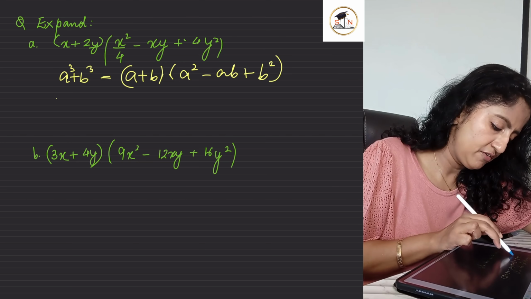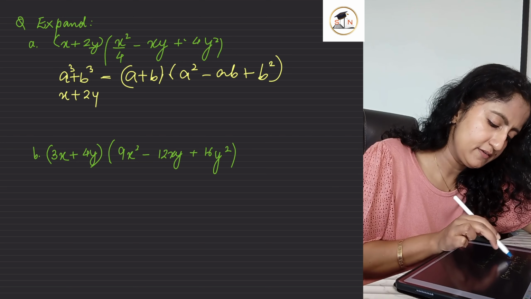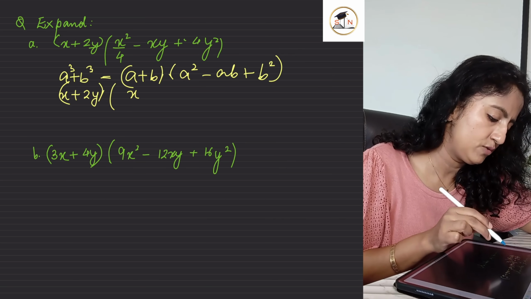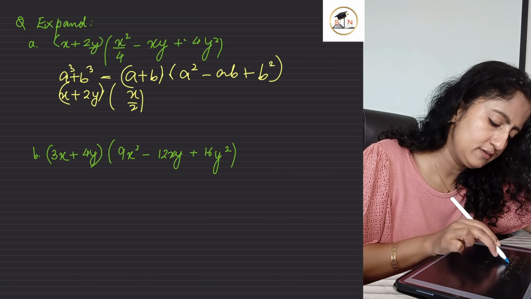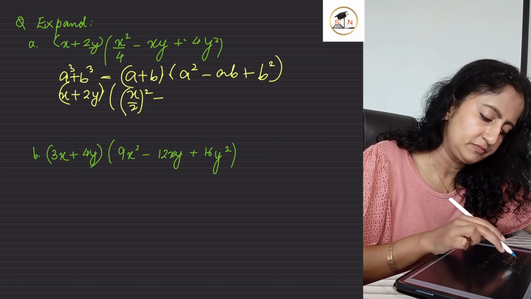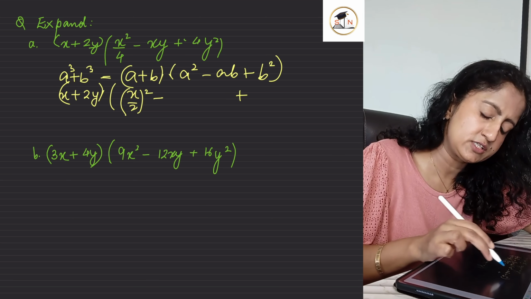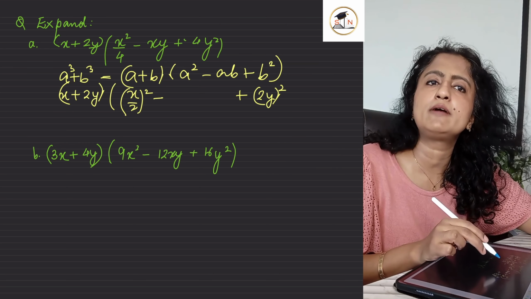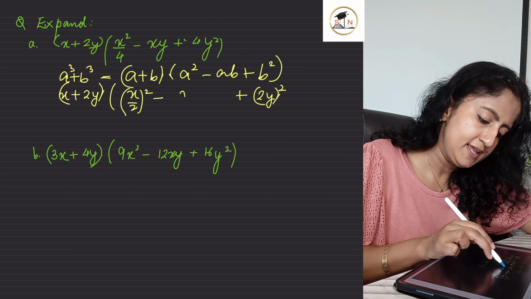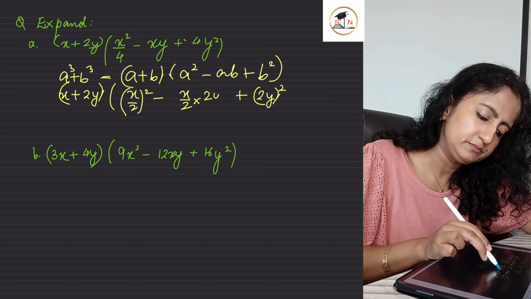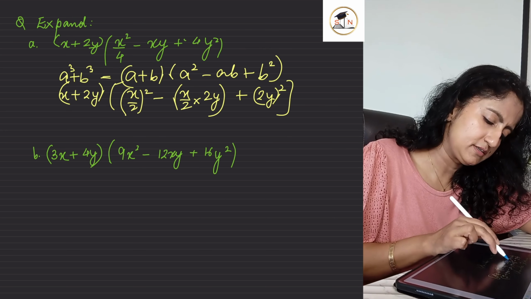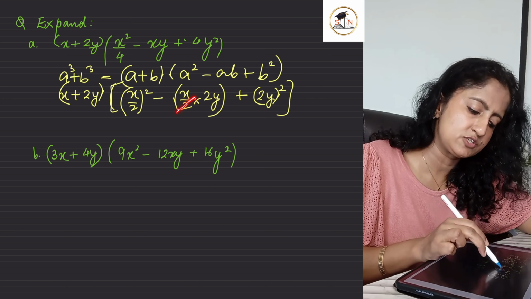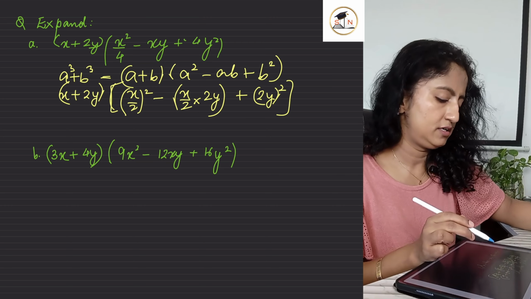So now the question says x plus 2y. The bracket over here, what does it say? x upon 2 whole square, right? Now, this was that. And this last term, 4y square, is giving me 2y whole square, right? How do we get xy in between? When I multiply x by 2 into 2y, and if I cancel this 2, I'm just left with xy, right?